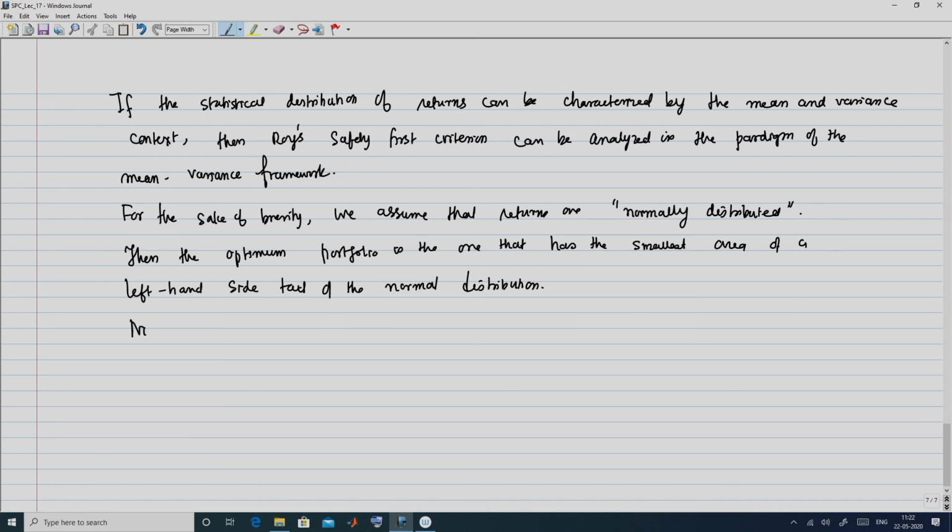So, in order to see this, we do a little calculation. What do you want? You essentially want to minimize this probability, the probability of RP less than RL. Now, this is the same as, so we subtract the expected return of RP from both the sides and divide by sigma P.